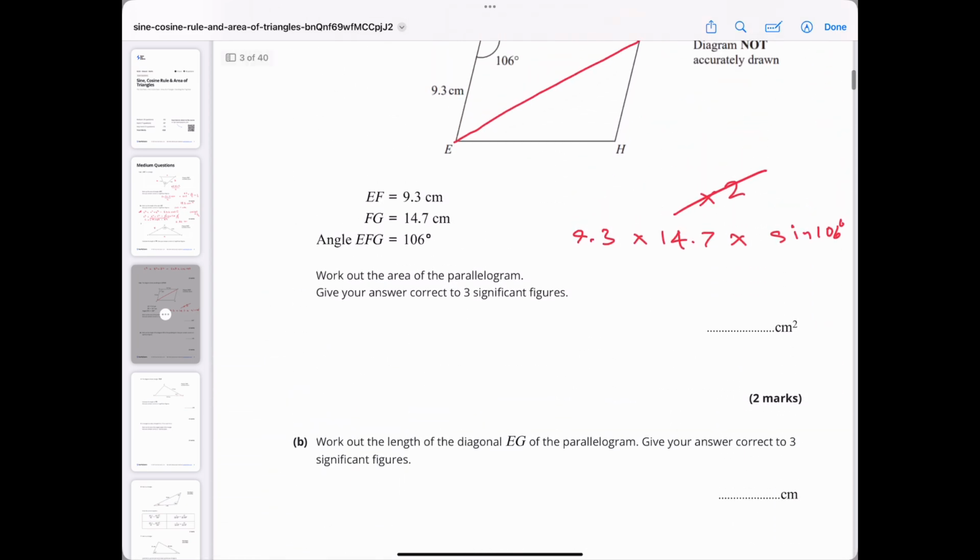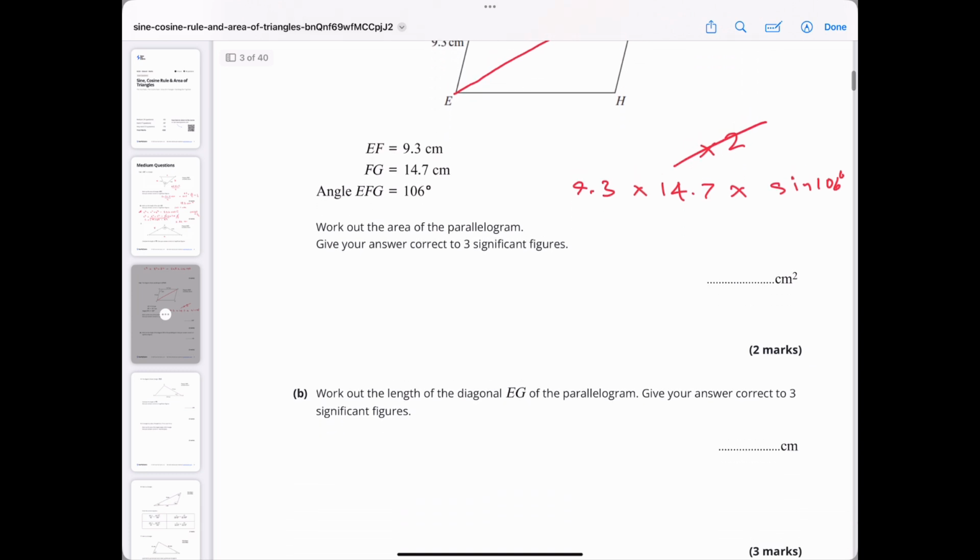And then work out the length of the diagonal. To do that, you're using the cos rule.